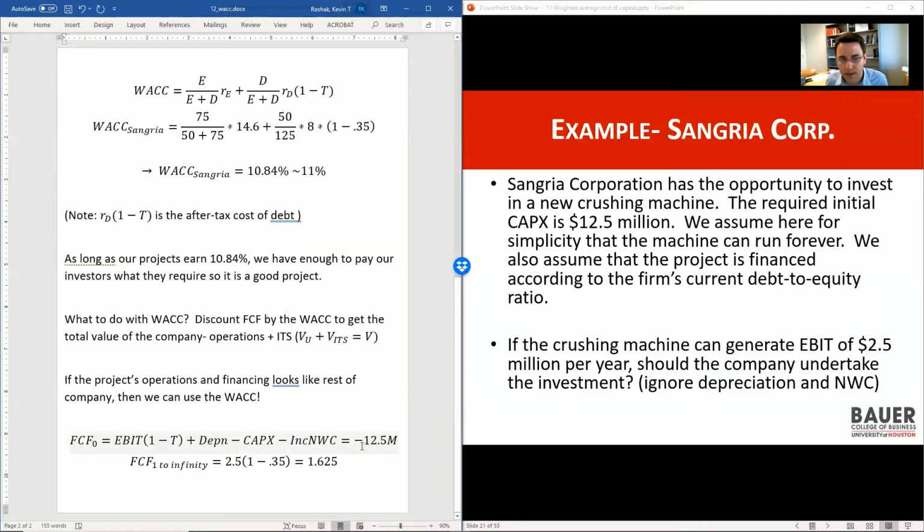So how do we put all this together? What do we do with it? Well, we're just going to discount the free cash flows by the WACC, and that's going to give us the value of this project. So we have the WACC up here, about 11%. We have the free cash flows. We're just going to discount them.